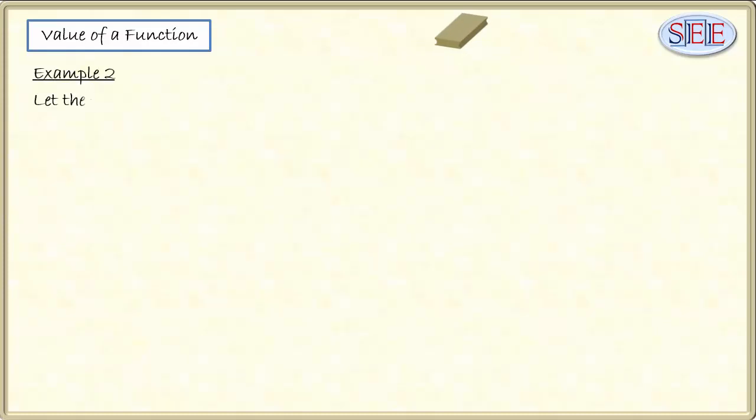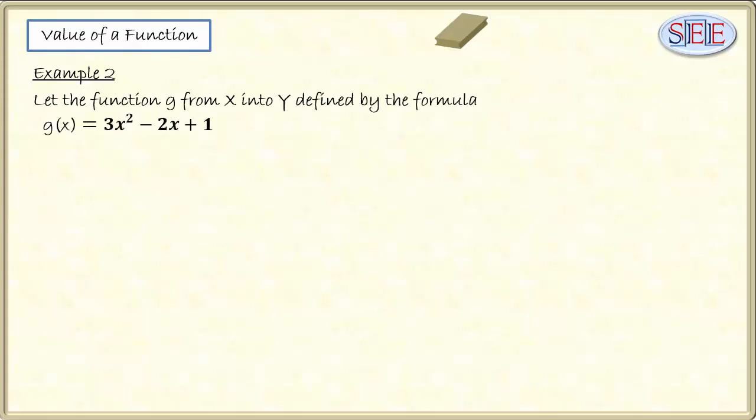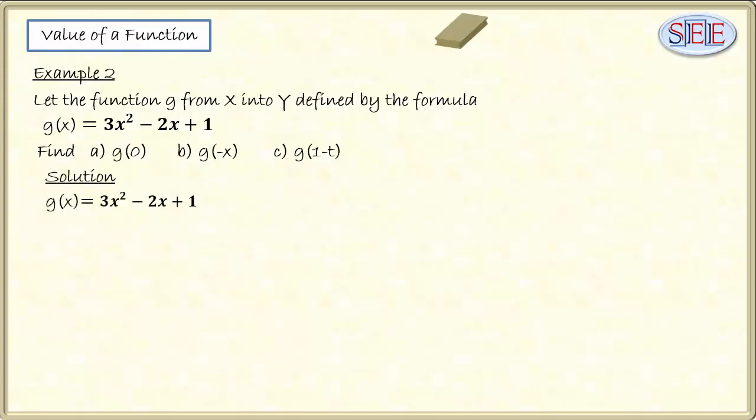Another example is similar to the function g from x into y defined by the formula g of x equals to 3x squared minus 2x plus 1. The question asked here is to find a g of 0, or b g of minus x, and c g of 1 minus t. Solution to this problem: first we copy the formula for the function g.